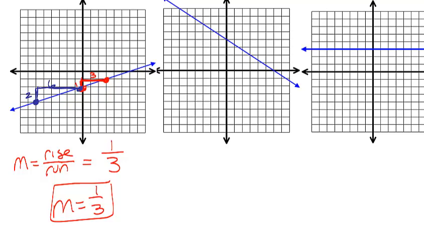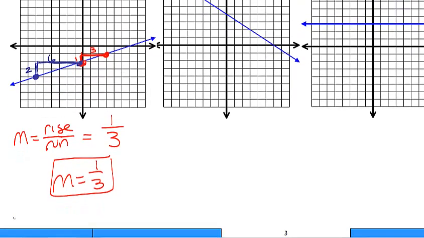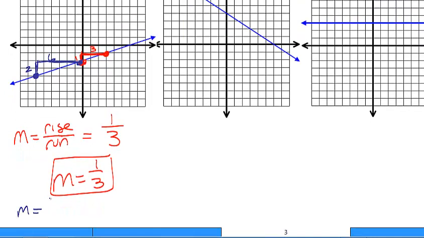And you're like, wait, that's going to get you a different answer. Well, no, it's really not. Because if you have a rise of 2 and a run of 6, doesn't that still reduce to 1/3? So no matter what you do, your slope's still going to be 1/3.